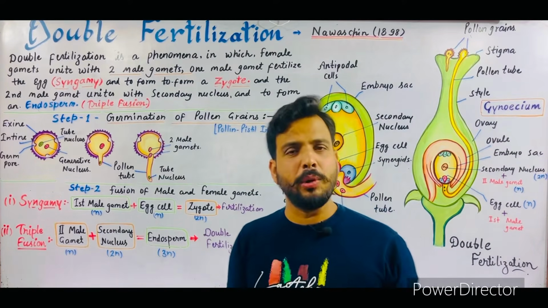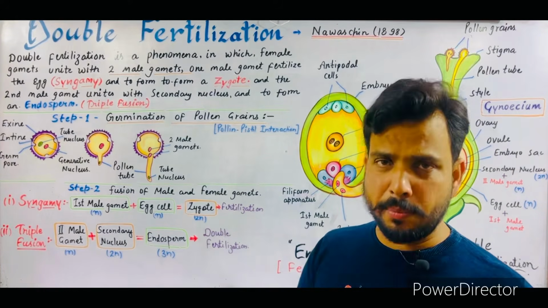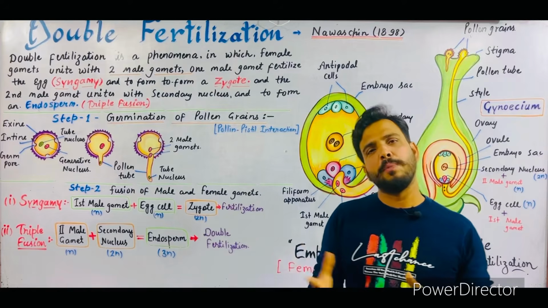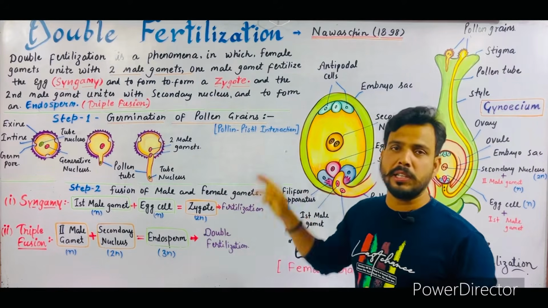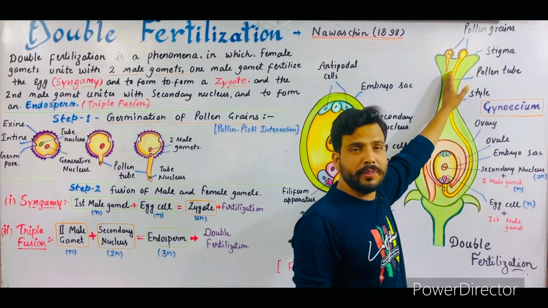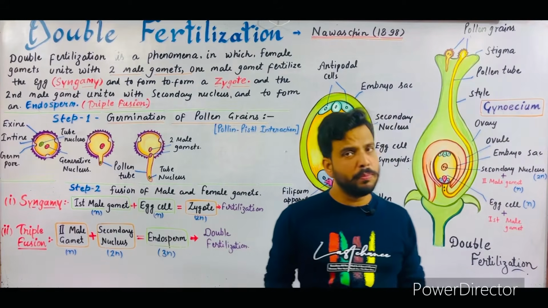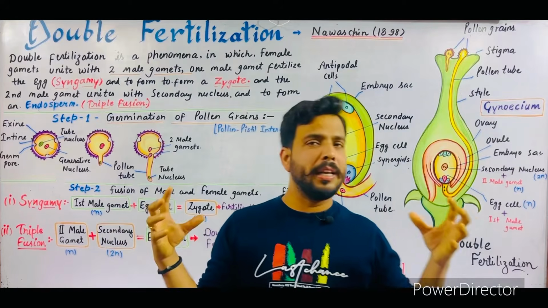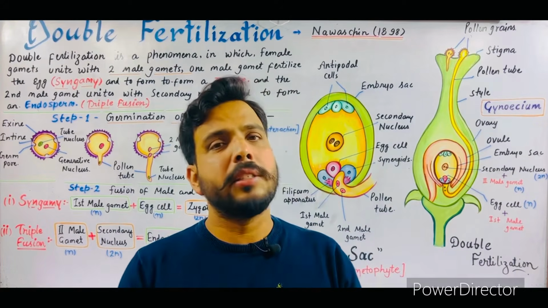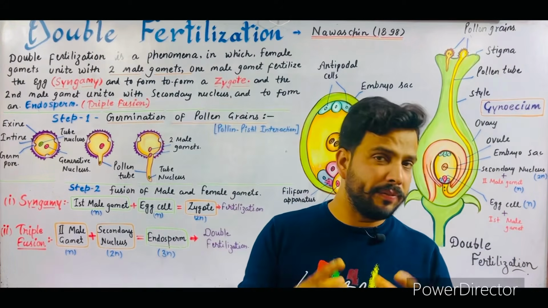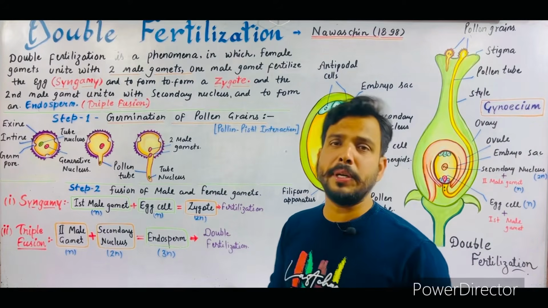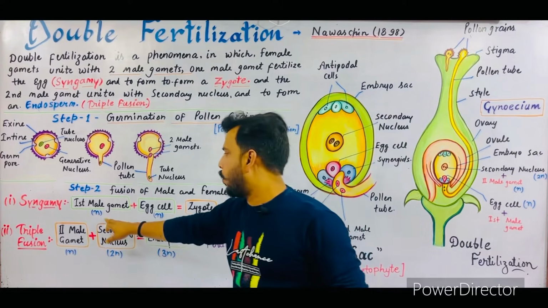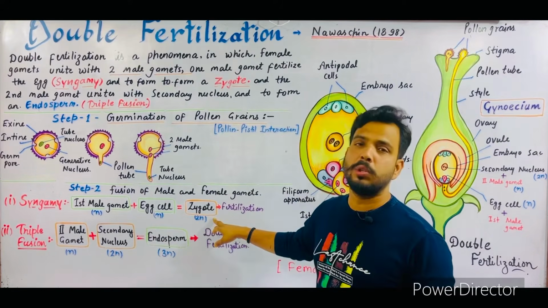So the whole scenario is that there are two main steps. I will summarize the topic. The first is germination of pollen grain, in which germination takes place on the stigma of the flower. As a result, the pollen tube forms and two male gametes enter into the ovary. When the two male gametes reach near the ovule, the second step starts, that is the fusion of male and female gametes, in which the first male gamete always fuses with the egg cell to form the zygote. It is diploid, and the gametes are haploid.